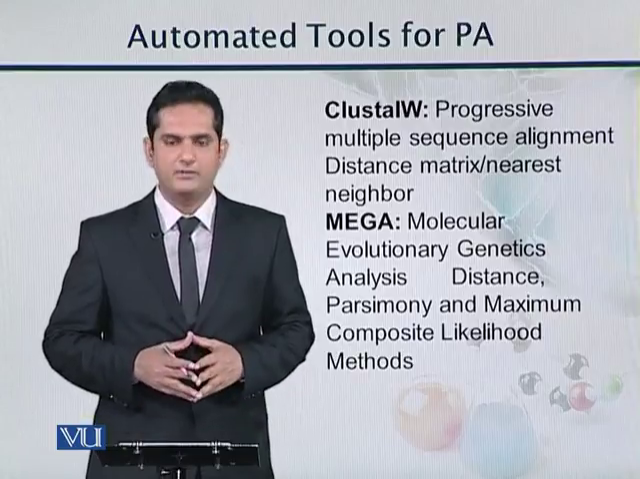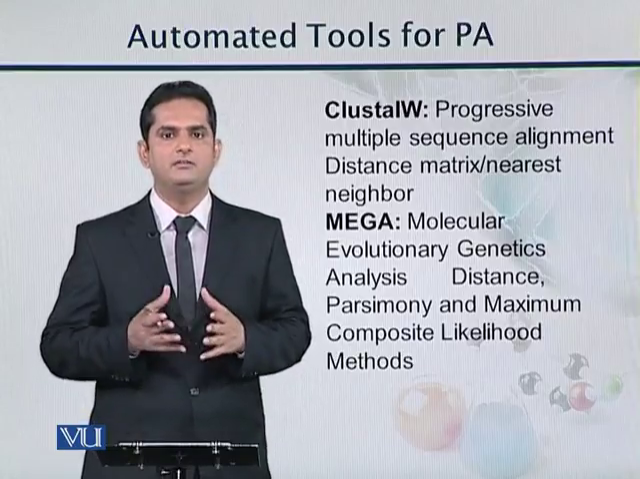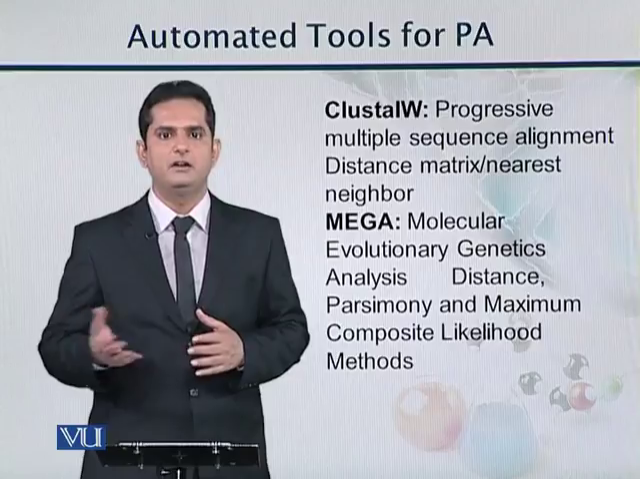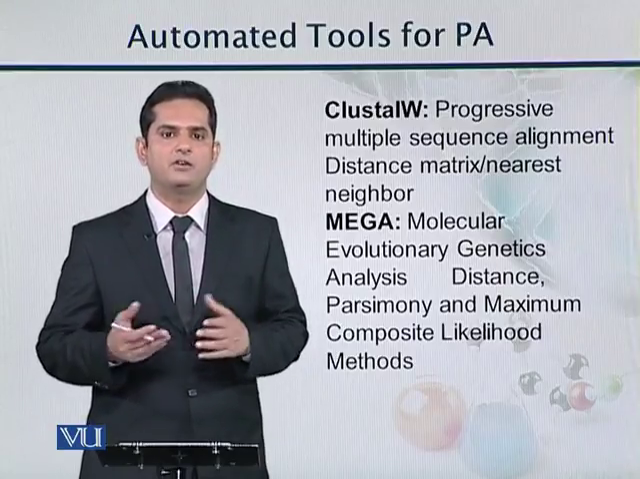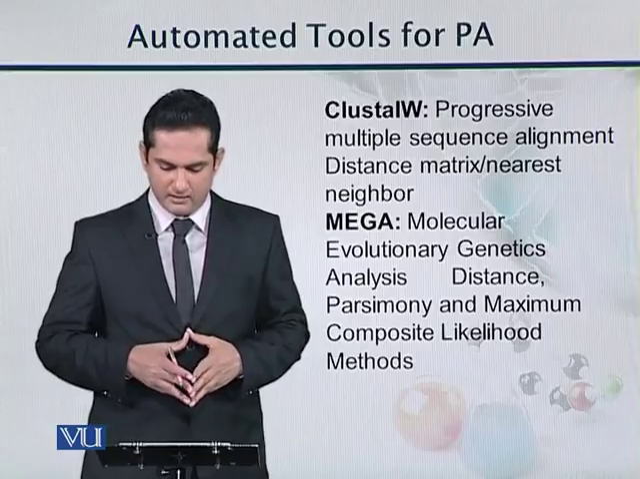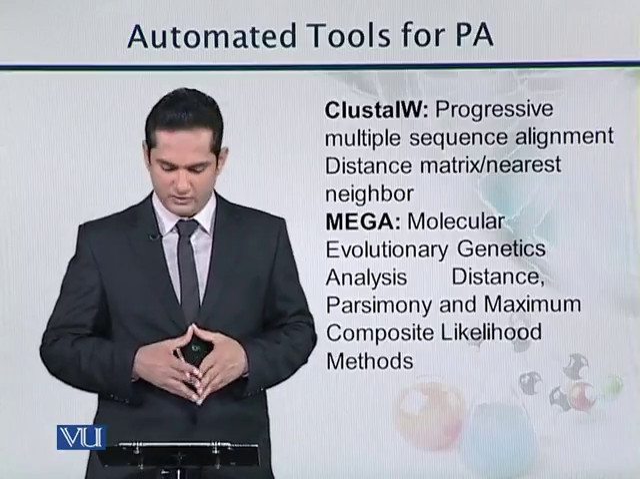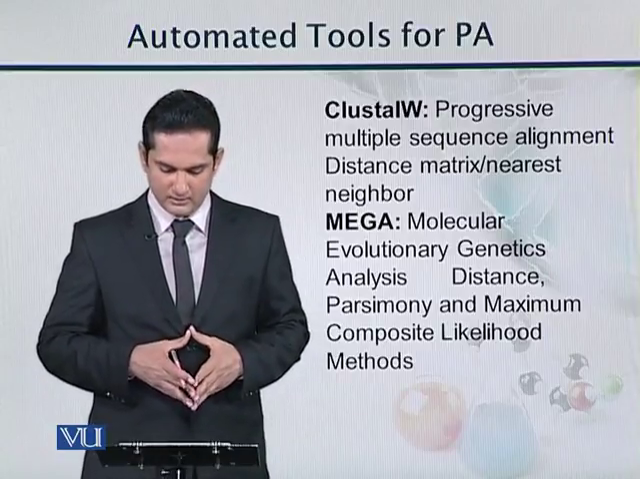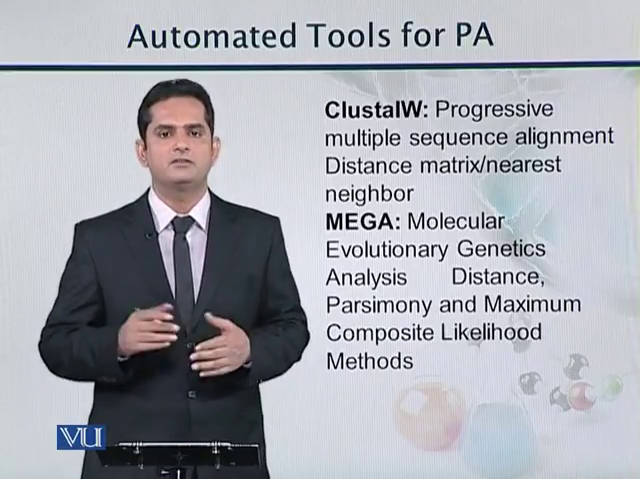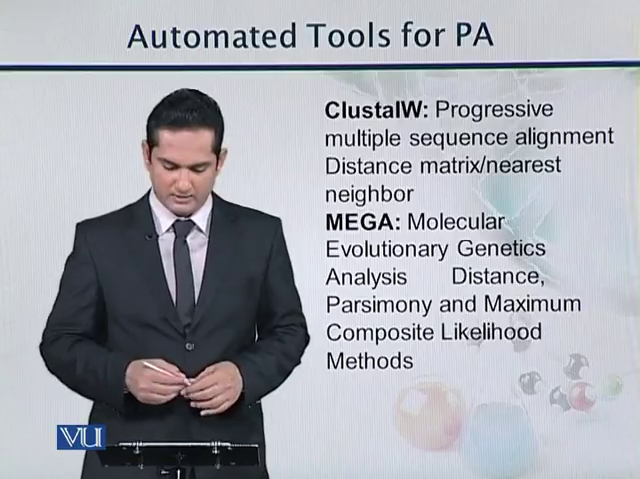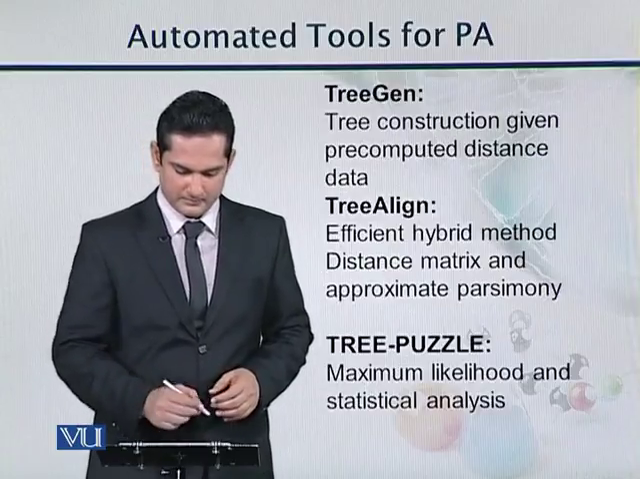Again, we have ClustalW, as we discussed earlier. It is based on the progressive MSA algorithm. It has different versions, and at the moment we have Clustal Omega. Then MEGA software, which is Molecular Evolutionary Genetics Analysis, based on distance measures and methods such as UPGMA, parsimony, and maximum likelihood.